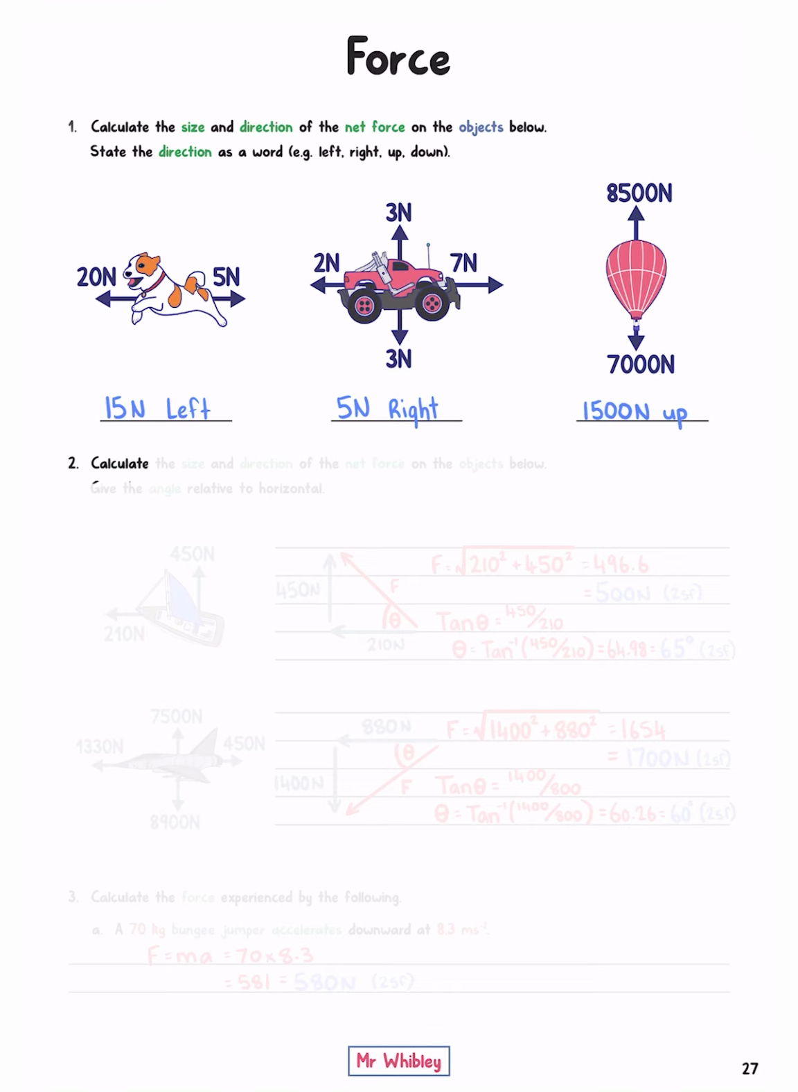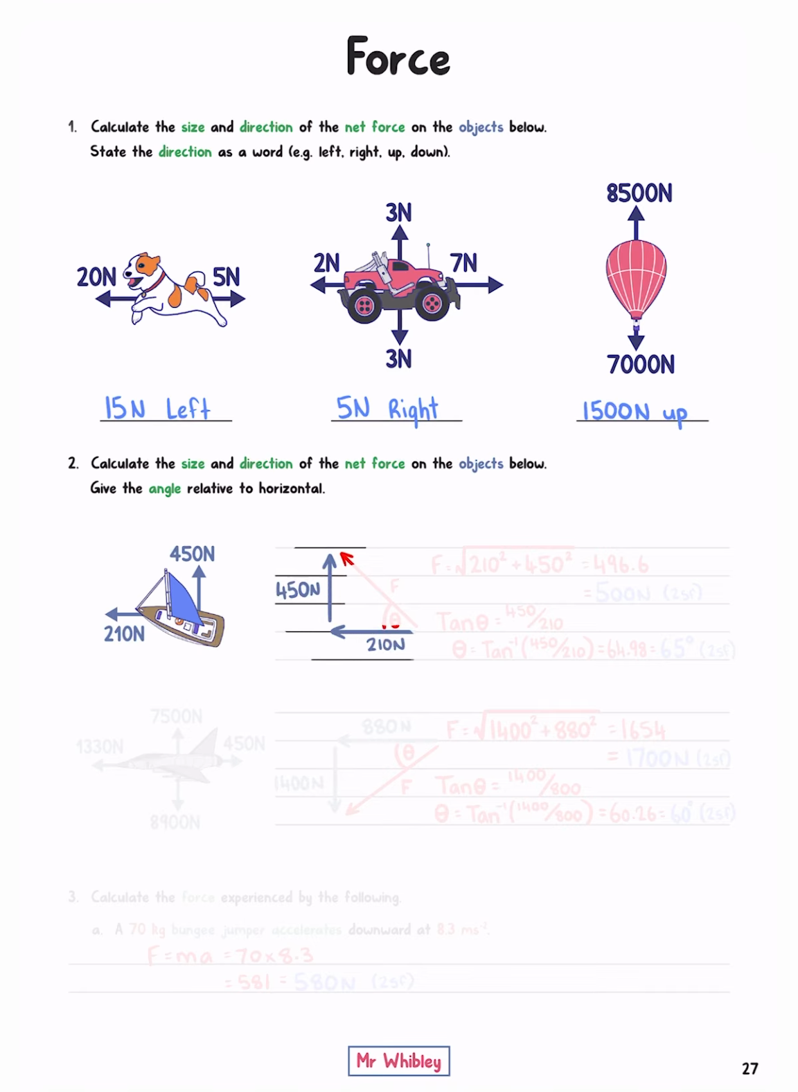Question 2. Calculate the size and direction of the net force on the objects below. Give the angle relative to the horizontal. We have a boat with an upwards force of 450 and a force towards the left of 210. Adding these two vectors together gives us our total force here, which is the hypotenuse of this right-angled triangle. To find the hypotenuse, we just use Pythagoras, which gives me 496.6, or 500 newtons to two significant figures.